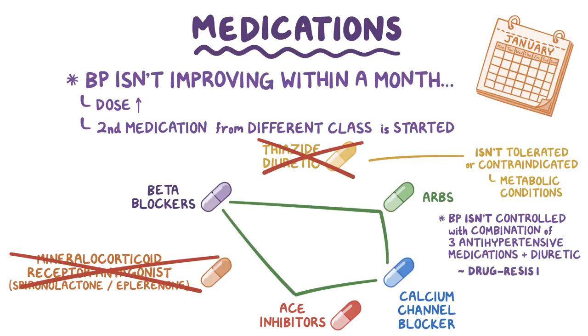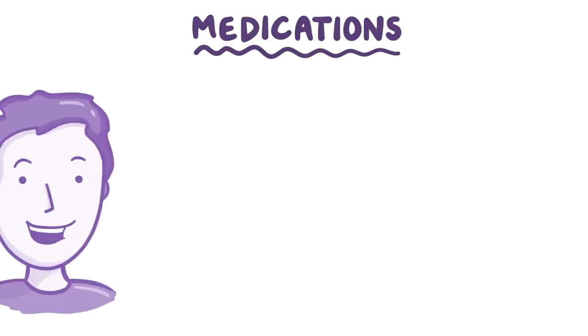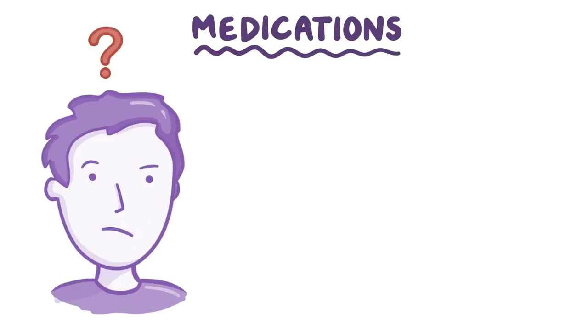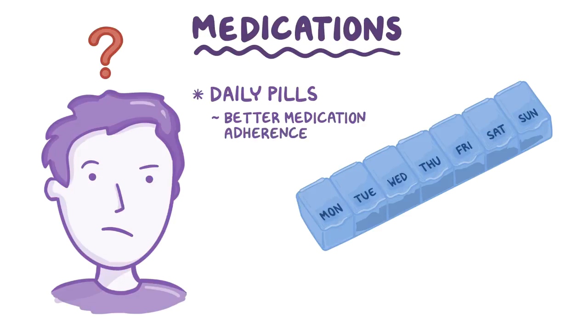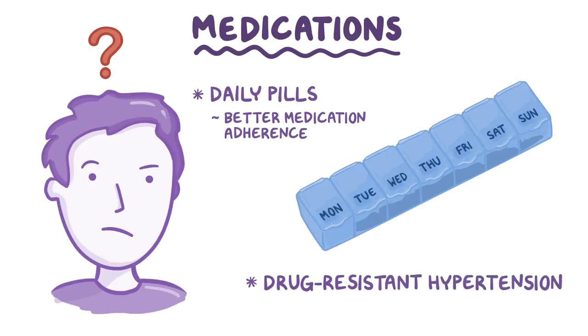If the blood pressure isn't controlled with a combination of 3 antihypertensive medications, including a diuretic, then it's considered drug-resistant hypertension. Often, patients with hypertension feel pretty well and forget to take their hypertension medications. That's why regimens of daily pills have got better medication adherence as compared to twice-daily pills. In fact, when there's a patient with drug-resistant hypertension, it's important to confirm that they are actually taking the medication.